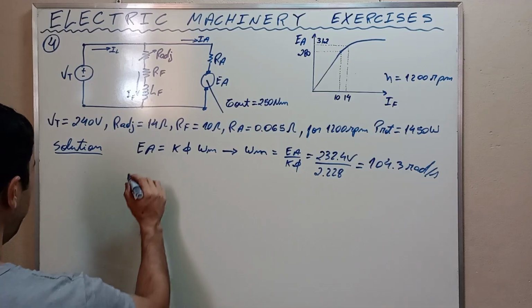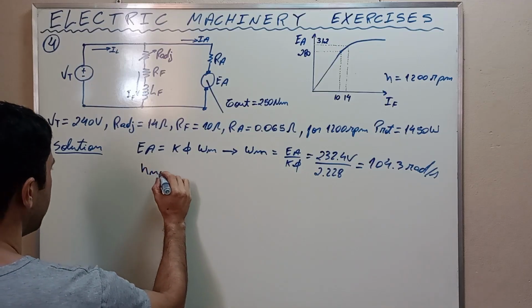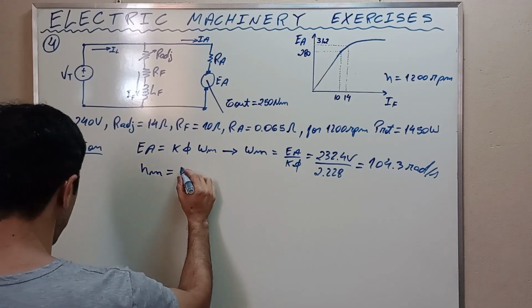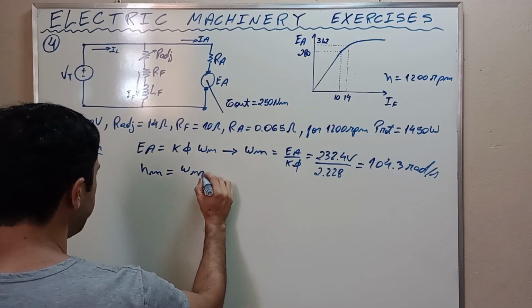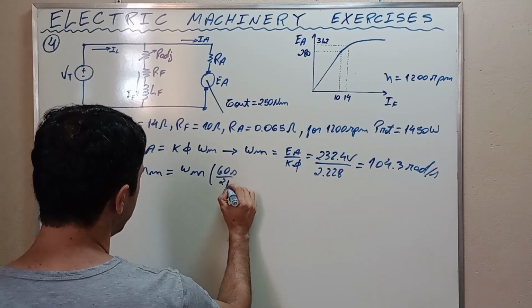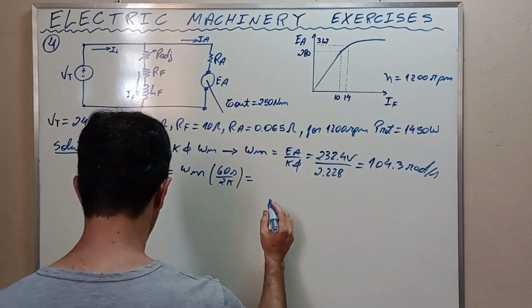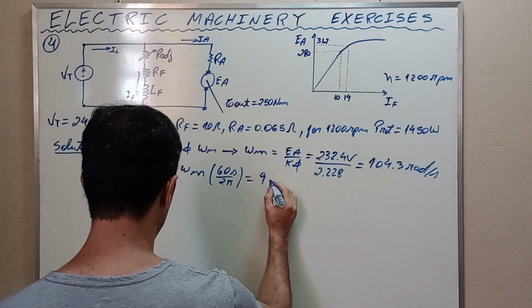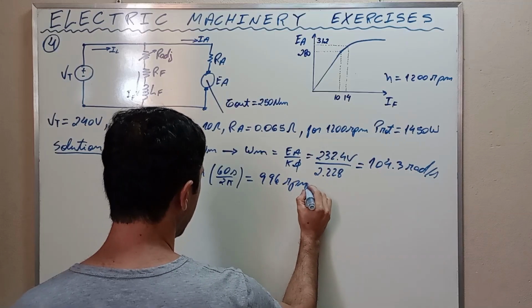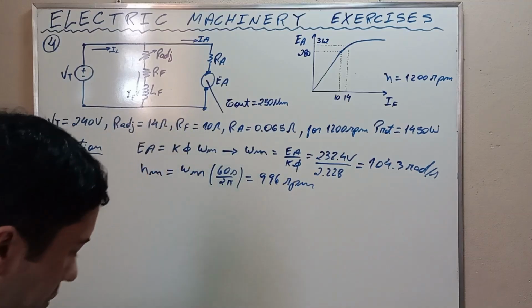Okay, we are going to convert from radians per second to RPM, and to do this it is simple. The mechanical speed is going to be equal to Wm times 60 seconds divided by 2 pi, and this is equal to 996 RPM, or revolutions per minute.